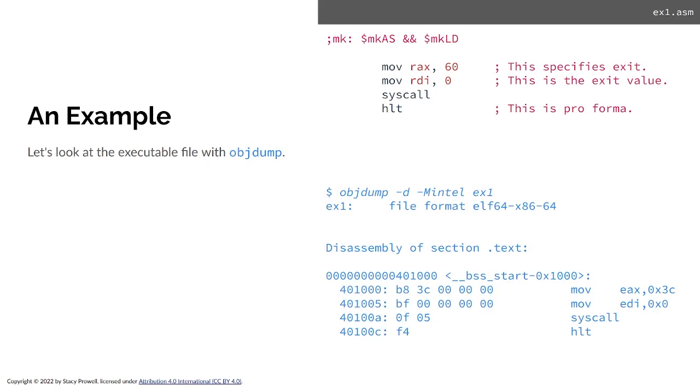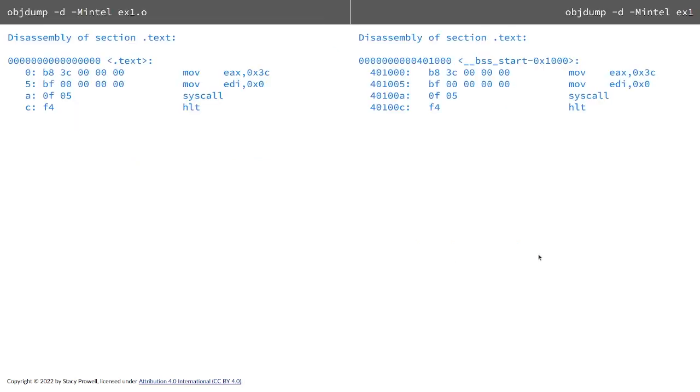We can look at the binary with objdump, and we'll see things are a little different. Again, objdump tells us it recognizes the file format. It is an ELF64 for this. It tells us it found a section. And then we see all the little pieces down here at the bottom.